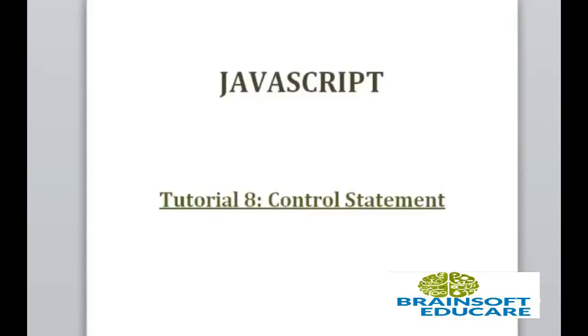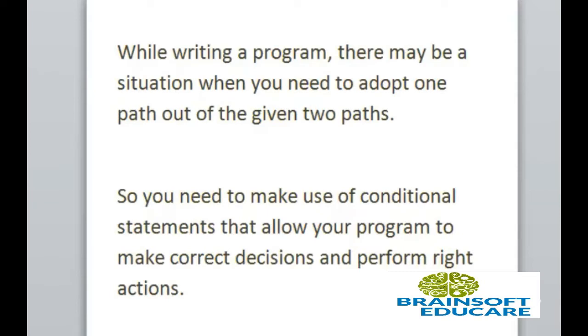In this tutorial, we are going to study the control statement. While writing a program, there may be a situation when you need to adopt one path out of the given two paths. So, you need to make use of conditional statements that allow your program to make correct decisions and perform right actions.